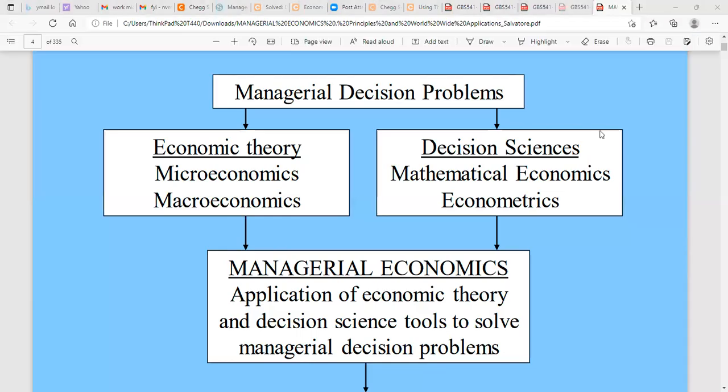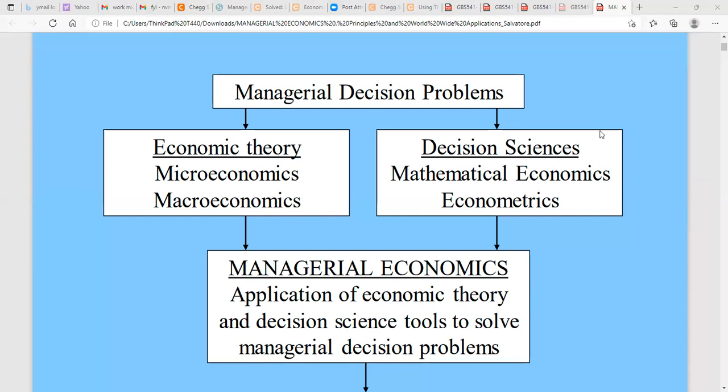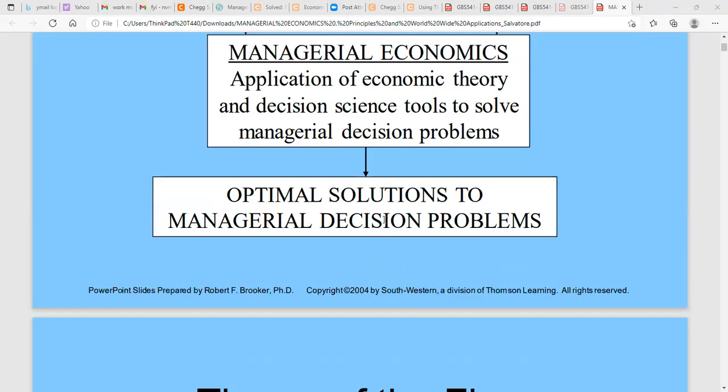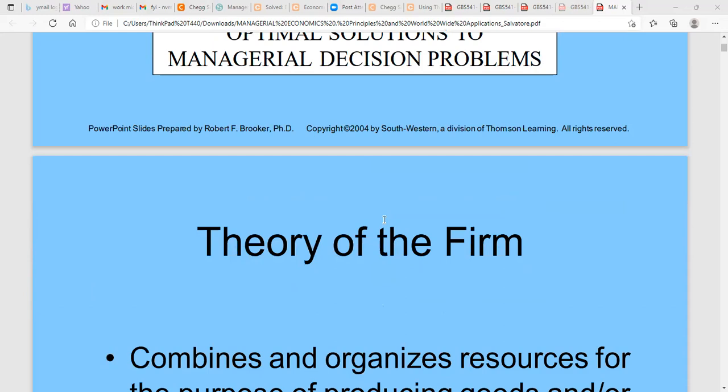Welcome to our session in Managerial Economics, where we're going to solve managerial problems. The definition of managerial economics is simply the science that integrates economic theory and decision sciences. It is the application of economic theory, which includes micro and macroeconomics, and decision sciences, which include mathematical economics and econometrics, to solving managerial problems optimally.